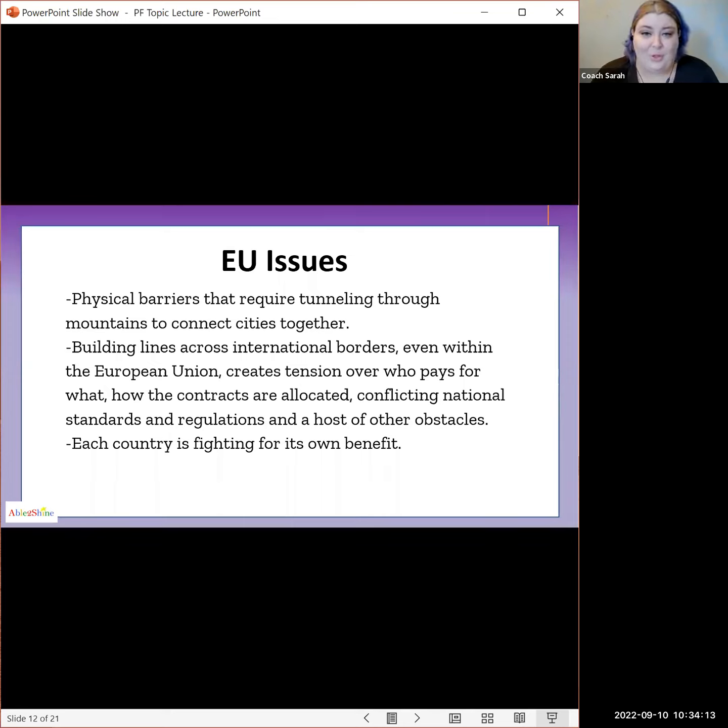You have to tunnel through the mountains in order to connect these cities together. These trains cannot go up and over. Most times it is not efficient to put them around, so you must go through, and it's actually the cheapest path of least resistance. But that makes these projects expensive, almost prohibitively so. They're in the upwards of multi-billions of dollars.